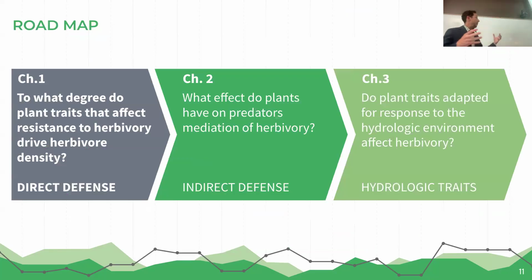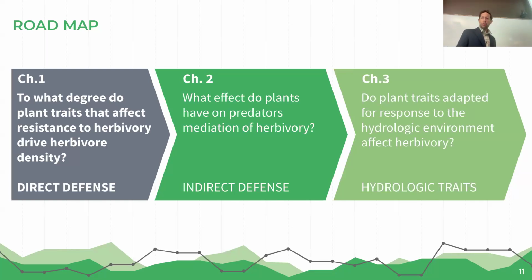All right, so here's the roadmap of the different questions that I'm going to talk about today. Chapter 1, the question that I focused on is, to what degree do plant traits that affect resistance to herbivory drive herbivore density? Here I'm really focused on these direct defense traits in plants and how they sum together to maybe influence or drive herbivory in our system.